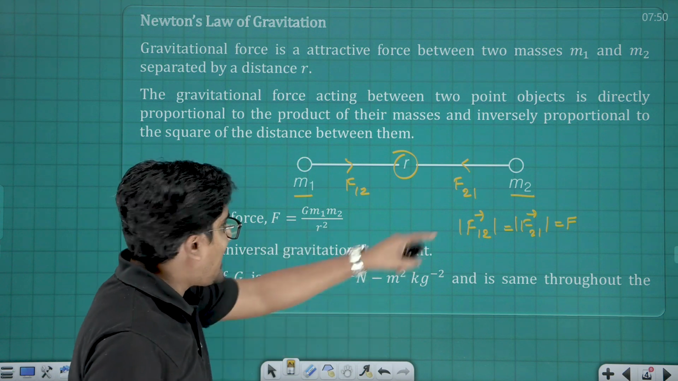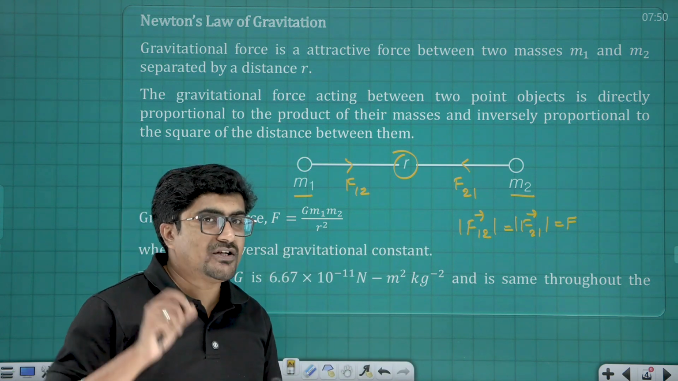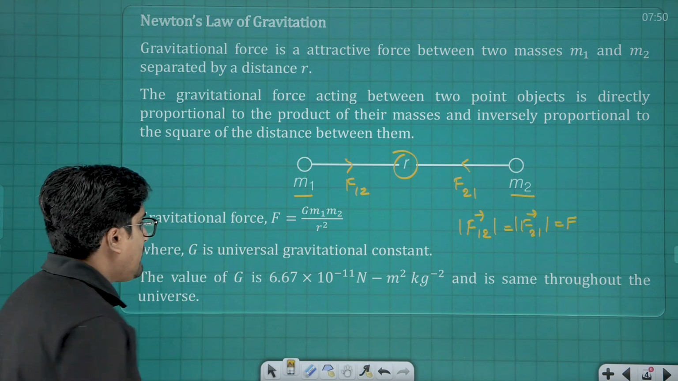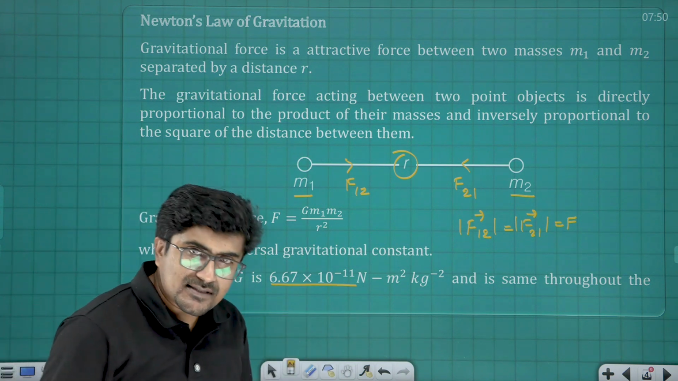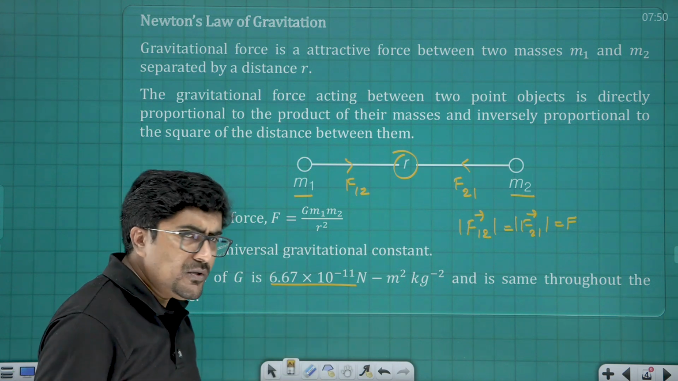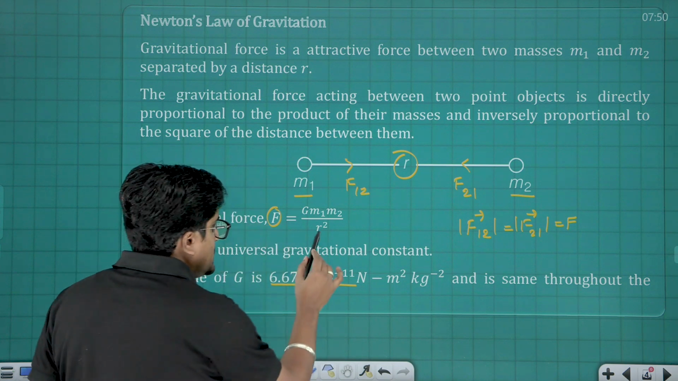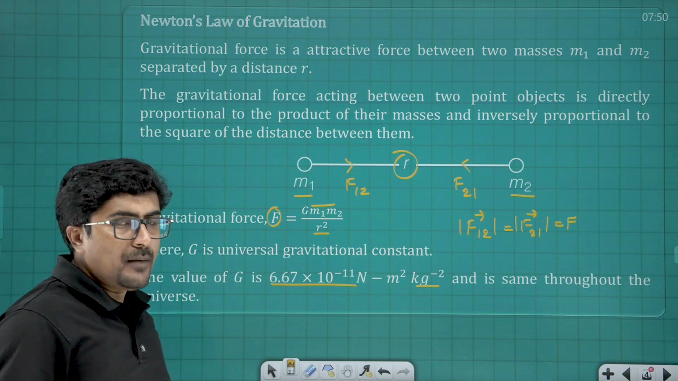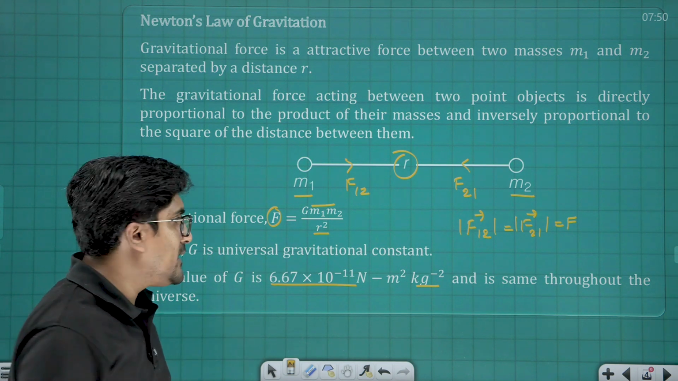Now that force F is equal to capital G, that is universal gravitational constant, into m1 m2 divided by r square. And what is going to be the value of universal gravitational constant? It is 6.67 into 10 to the power minus 11. Unit is going to be Newton. Just have a look here. This is Newton. Here this is meter square. This will come down, so that's why upon kilogram raised to 2. Or I can say Newton meter square kilogram raised to minus 2.